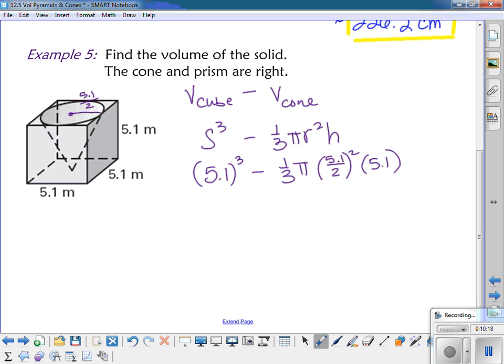All right, so if we put all of that into our calculator, 5.1 cubed, I get 132.651. And from that, I'm going to subtract what I get for this. So let's see here. 34.728. And so when we subtract that and just make it to the nearest tenth, we get that the volume is 97.9 cubic meters.